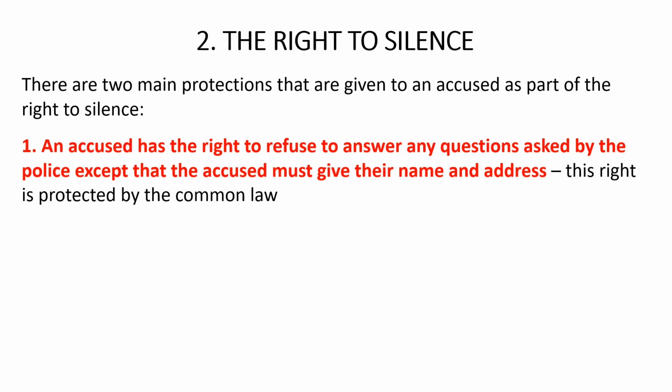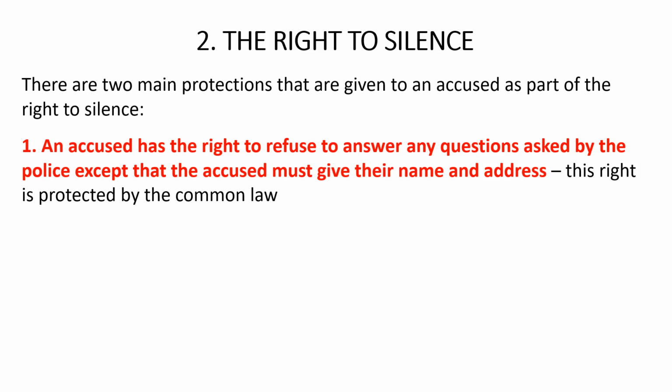This right is relevant before the accused's trial and arises when the police arrest an accused or interrogate an accused, that is, ask the accused questions in a police interview. In either of these circumstances, the accused can refuse to answer any questions that the police ask them. The exception is that an accused must give their name and address to the police. The source of this right is the common law, that is, the law made by the courts.